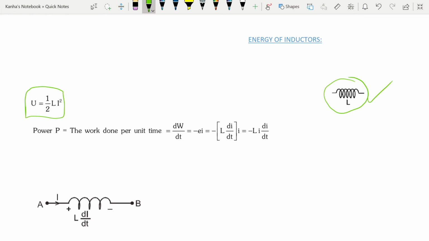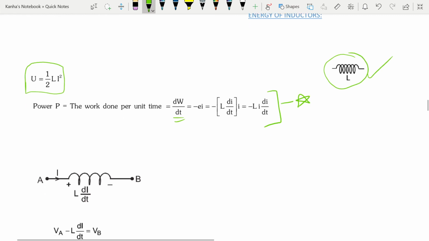Similarly, you can find the power, which is the work done per unit time, dW by dt, which turns out to be minus Li di by dt. So you should definitely make a note of this.